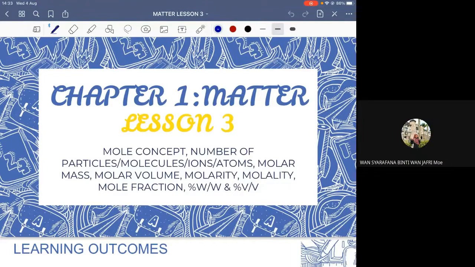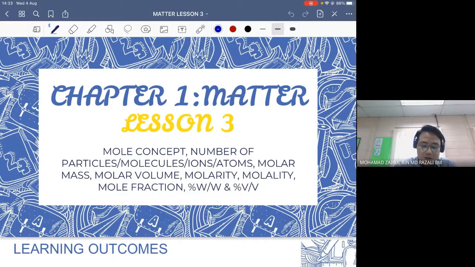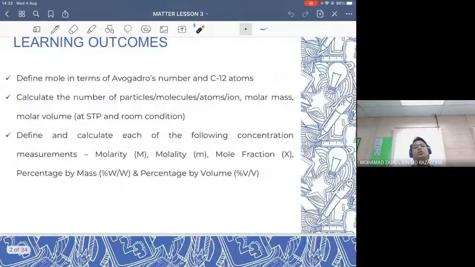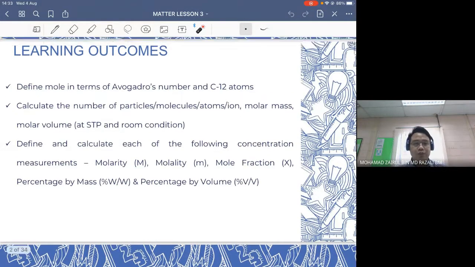Boleh, screen boleh. Alright. So by the end of this lesson, okay, you should be able to define mole, okay, in terms of Avogadro's number and also carbon to atom. You should be able to calculate the number of particles, molecule, atom of iron lah, okay, and molar mass and molar volume, and define and calculate each of the following concentration measurement. So we have molarity, mole fraction, percentage by mass, and also the percentage by volume.